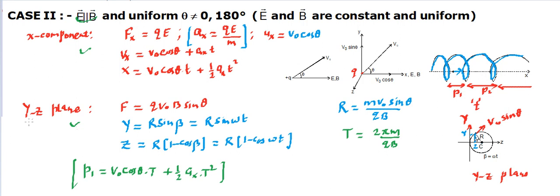The yz plane is going to have a circular motion, whereas the x-axis is going to be a straight line. So it's a combination of straight line and circular motion, but it's not a regular helix, rather it's going to be a helical path of increasing pitch. So that's the second case.